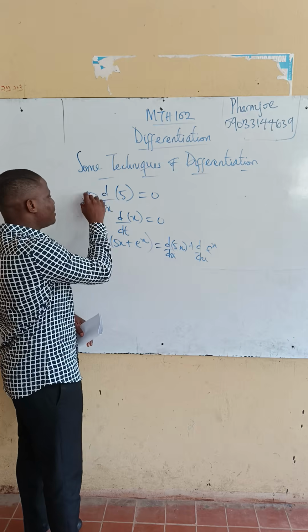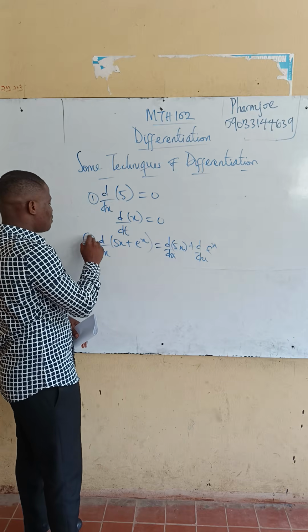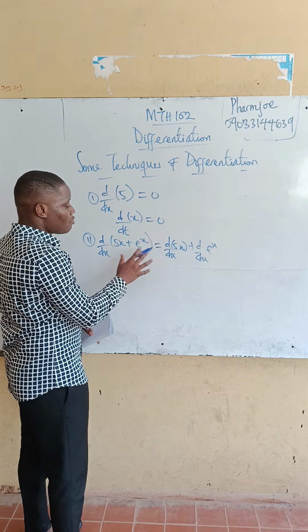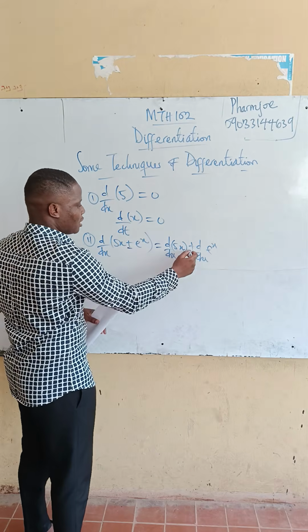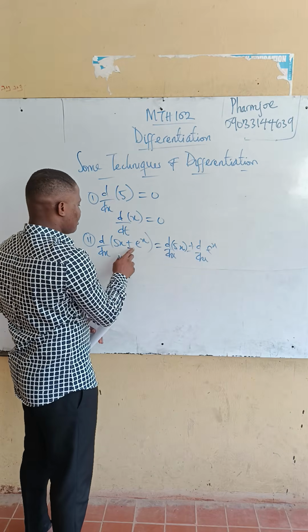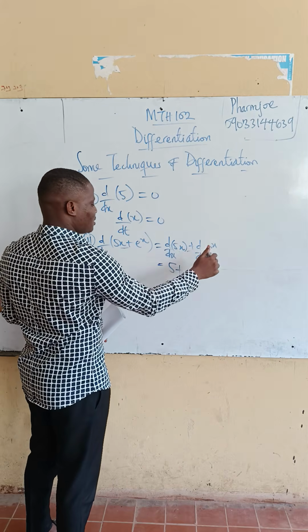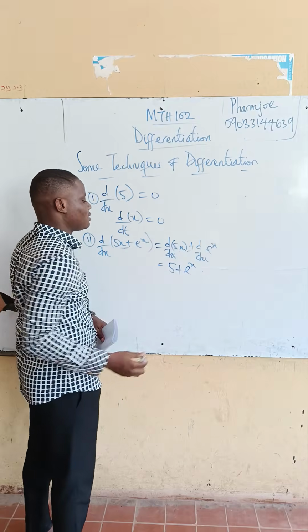So the first one was the derivative of a constant function. The second one was the derivative of a sum or difference. It can be sum or minus, whichever one. So yes, the derivative of 5x should be 5, and the derivative of exponential x should be exponential x.